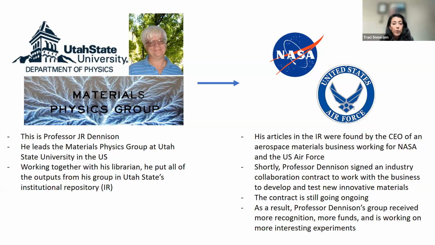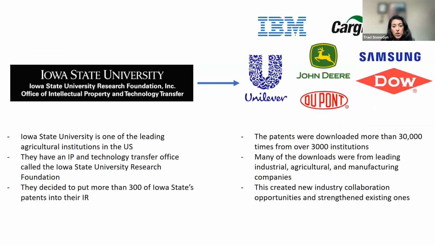So as an example, Professor Dennison at Utah State, his articles were found in their IR by a CEO, and they were subcontracted to NASA and the Air Force. This resulted in a pretty significant industry collaboration contract and significantly more funding. If we can move on to the next example, which is the Iowa State University Research Foundation. They uploaded about 300 patents to their IR and received more than 30,000 downloads from 3,000 institutions. You can see some big logos on that one.